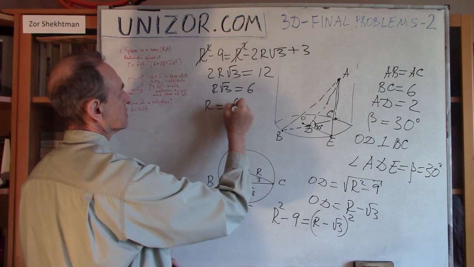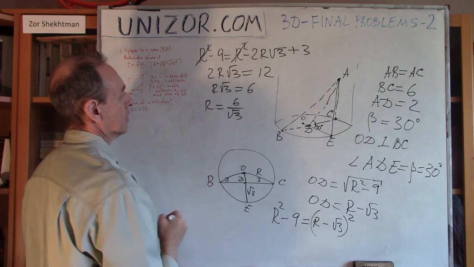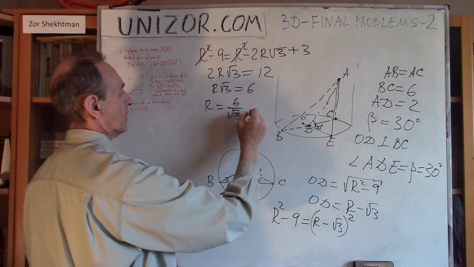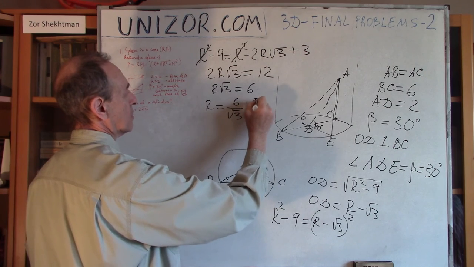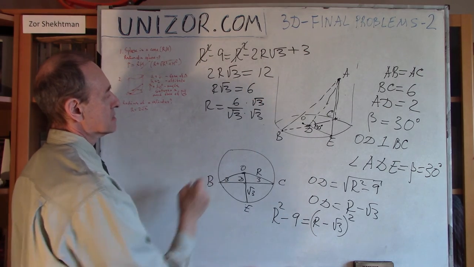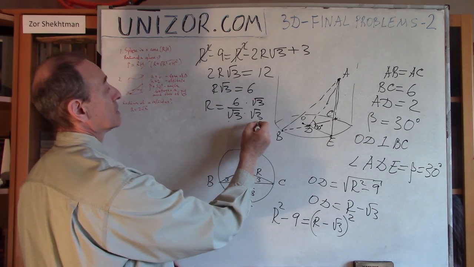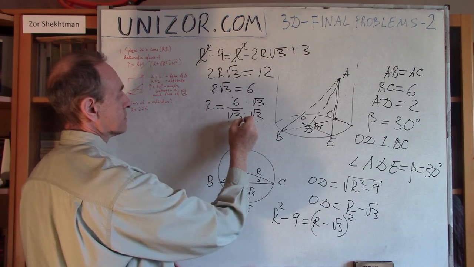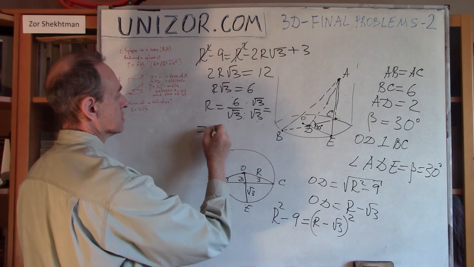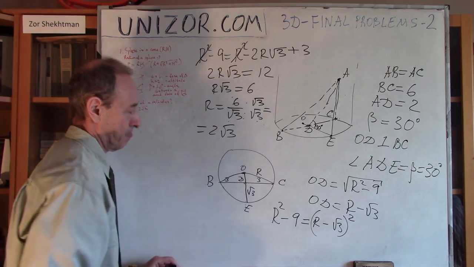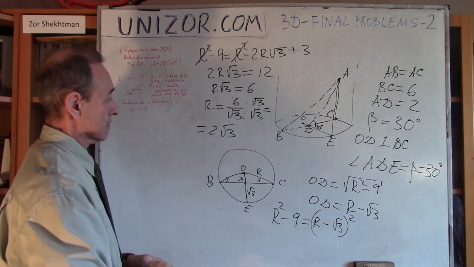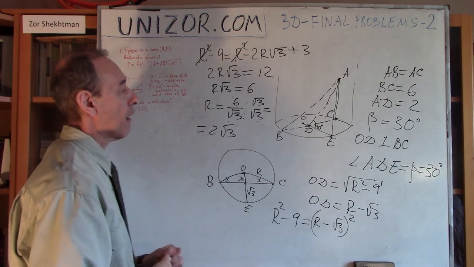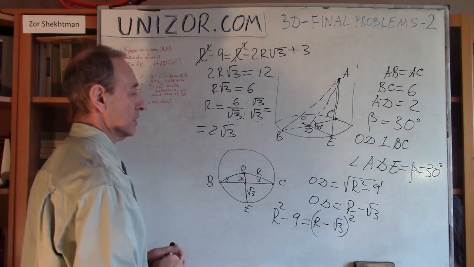R is equal to 6 divided by square root of 3. Well, let's simplify it. We'll multiply by square root of 3 both sides. Now, square root of 3 times square root of 3 is 3. 6 divided by 3 is 2. So it's 2 square root of 3. All right, so that's the answer. We have found what the radius actually is.